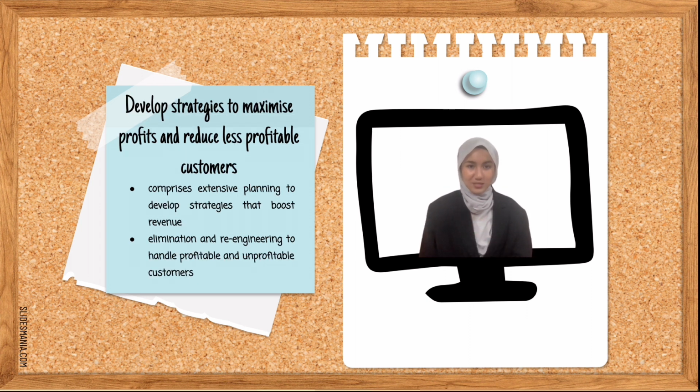The fifth technique of CPA is to develop strategies to maximize profit from profitable customers and reduce costs from less profitable customers. This stage comprises extensive planning to develop strategies that boost revenue, foster long-term relationships, and improve customer retention and loyalty programs. Strategies might include eliminations and re-engineering to handle both profitable and unprofitable customers.